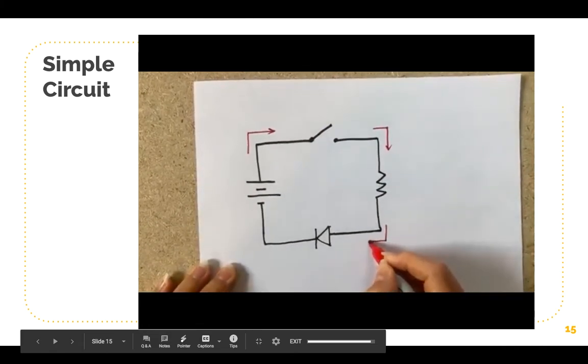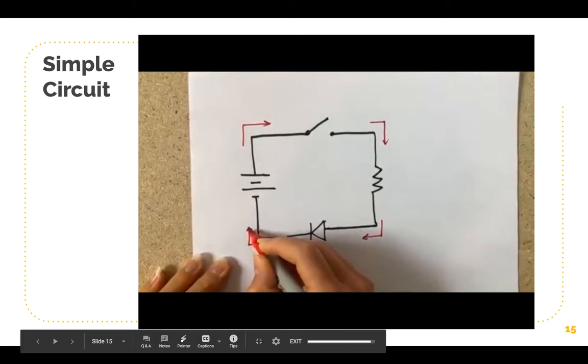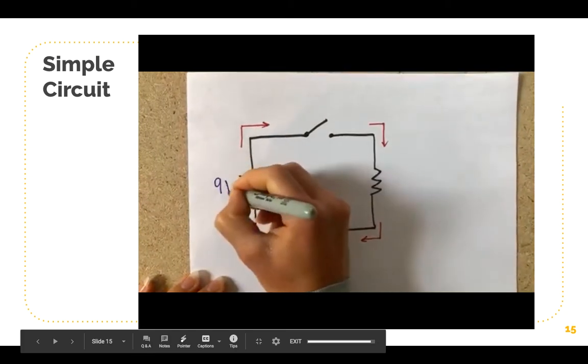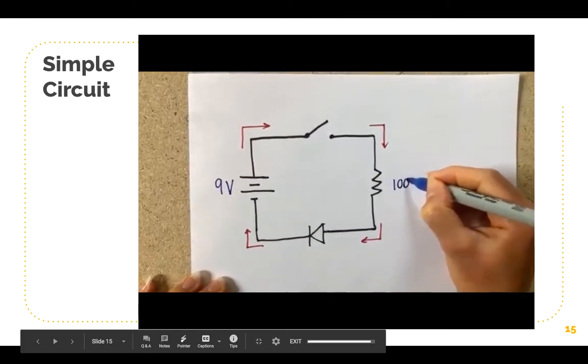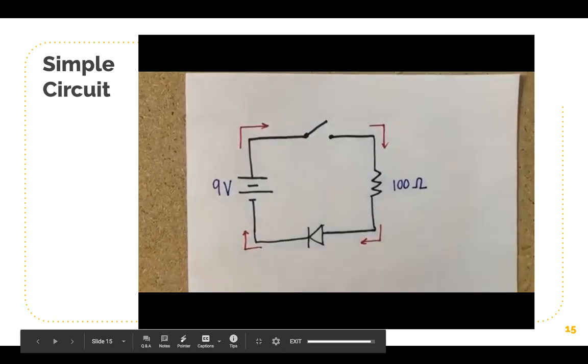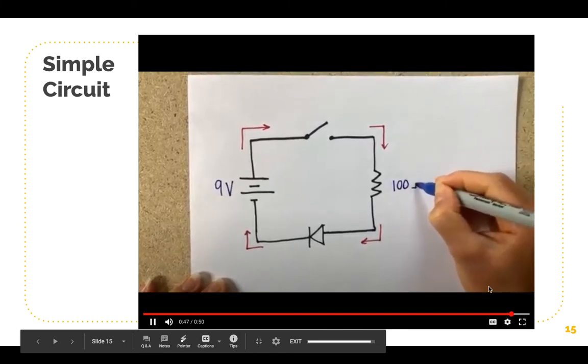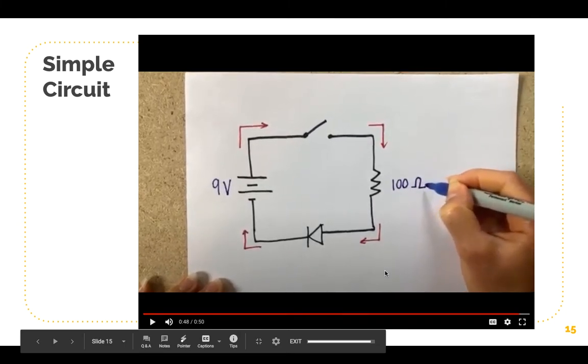Sometimes I like to use a different color to show the flow of current. So that's those red arrows. Don't go crazy with the arrows. Then I just labeled the values of the battery of 9 volts and the resistor of 100 ohms. Let's see if I can go back there just to show you. There we go. So that's the finished circuit. Everything's labeled. This is the most simple circuit you can build. Definitely use this as an example if you get confused moving forward.